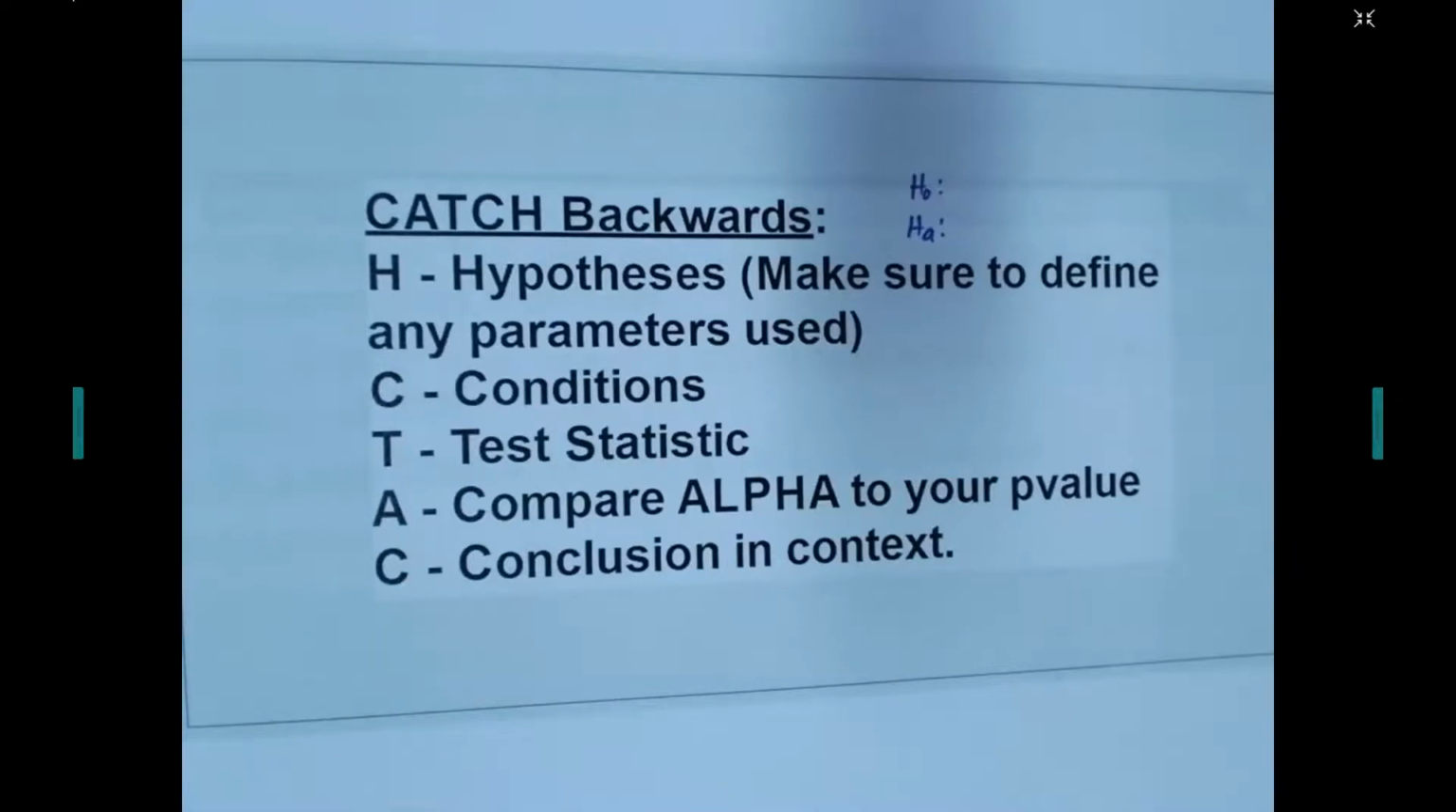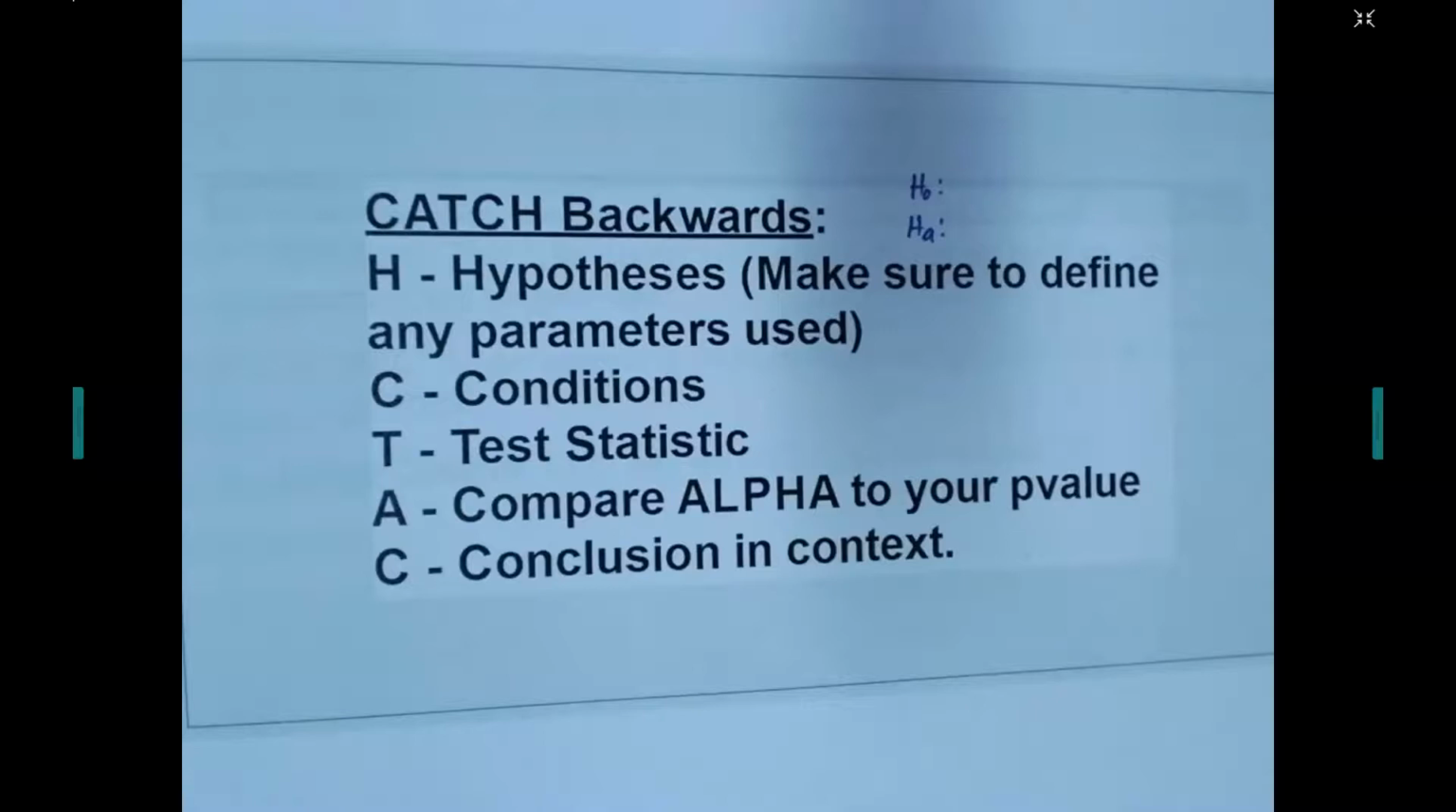All right, then you're ready to actually find your test statistic, and we'll talk about how you calculate that. And that test statistic is going to be the number of standard deviations you are away from the mean. So it's either going to be z or t, depending on if it's proportions or means. And then from that, you find your p-value.